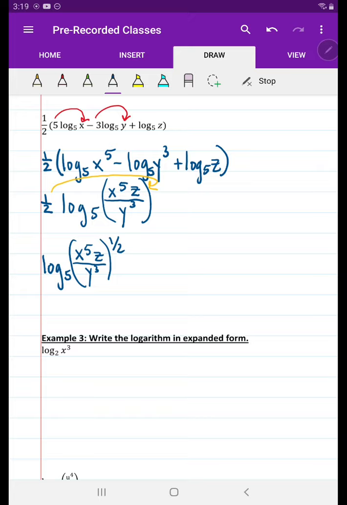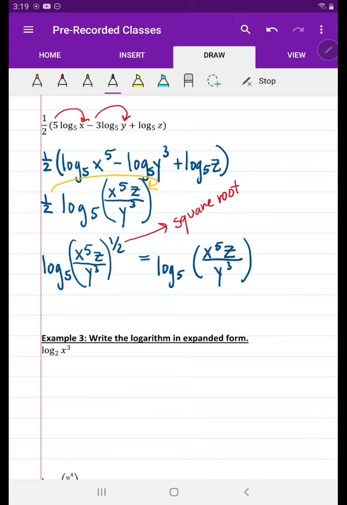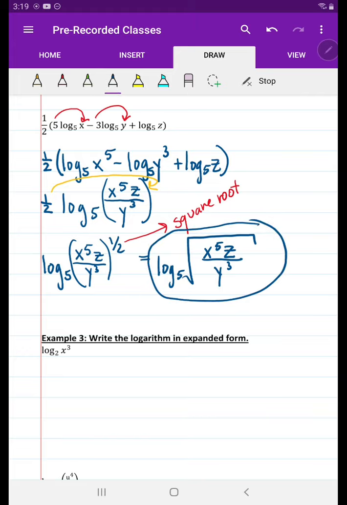And you know, if you have anything raised to the power of 1/2, that's the same thing as having a square root, right? An exponent of 1/2 is the same thing as a square root. So we can say this is log base 5 of x to the 5th z over y cubed, and we're taking the square root of all of that. And actually, if you're taking the square root of all of that, you can probably get away with not having those parentheses there. It won't make a difference, but so then there's your answer there.